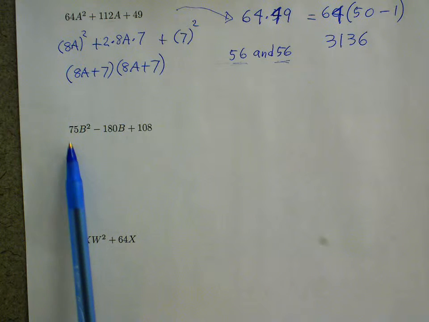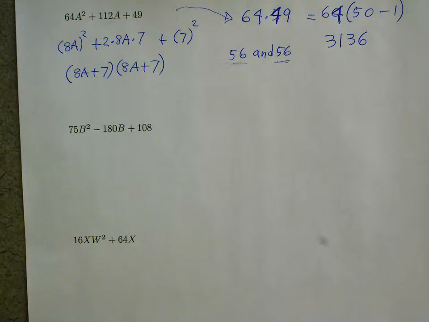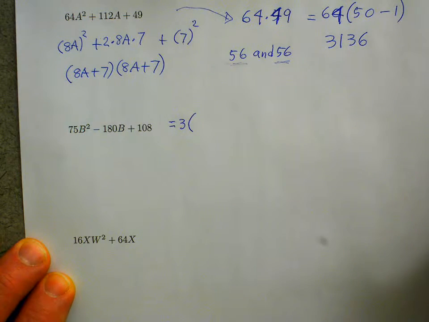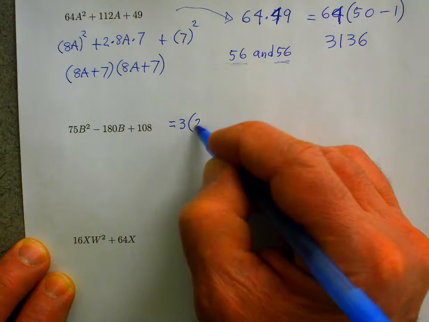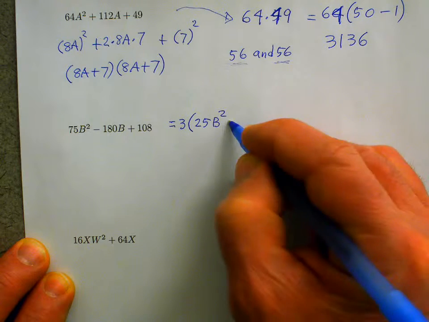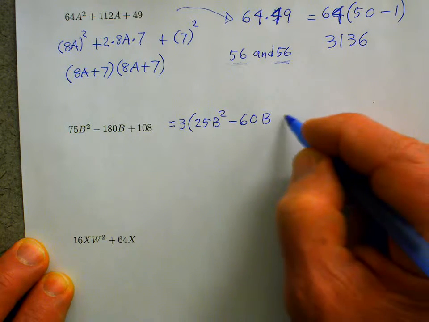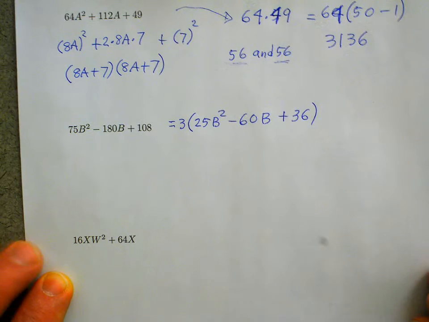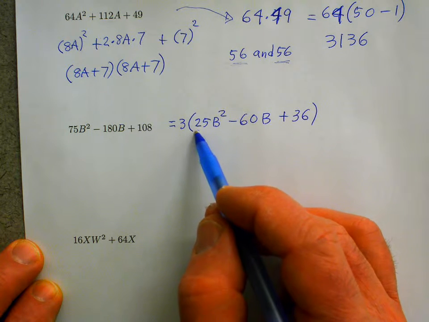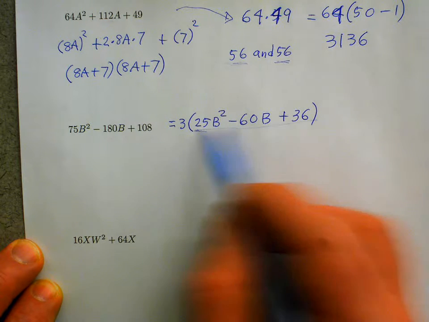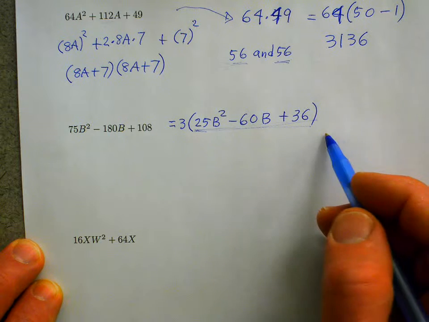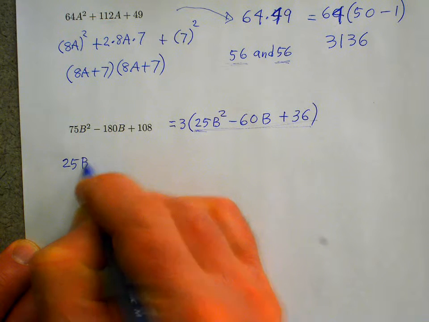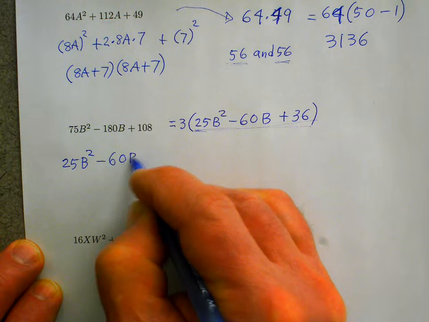So on this one, the greatest common factor is 3. So we want to factor 3 out of all of the terms first. So when we factor 3 out, we'll be left with 25b to the second minus 60b, and then plus 36. And now we're going to see if we can factor the trinomial that's inside the parentheses, 25b to the second minus 60b plus 36. So let's look at that over here in isolation, 25b to the second minus 60b plus 36.